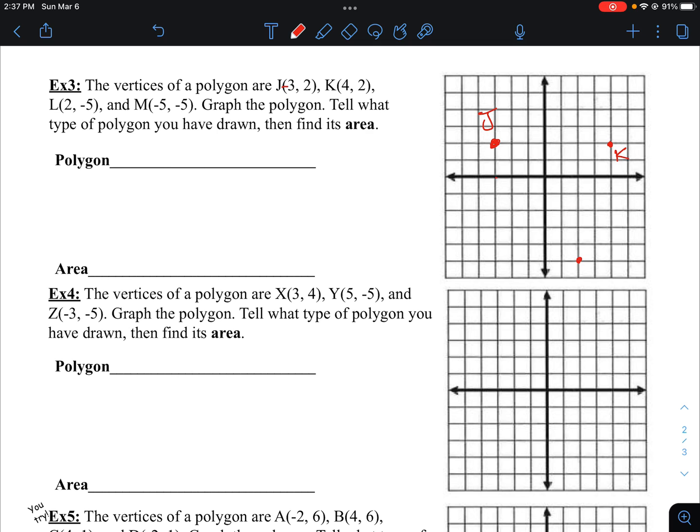That's J. K is right there. L, 2, -5, I think that's good. And M is -5 and -5. -5, 1, 2, 3, 4, 5, and down 5. 1, 2, 3, 4, 5. Okay, here we go. J, K, L, and M.